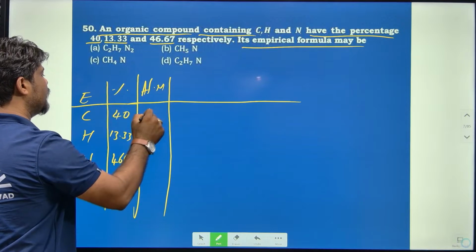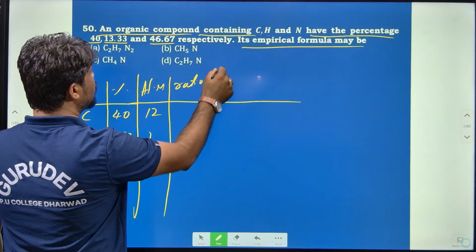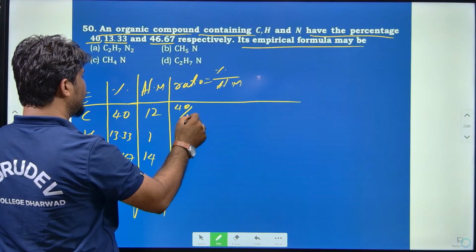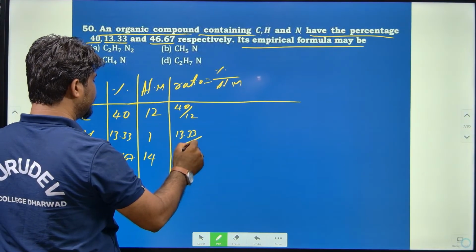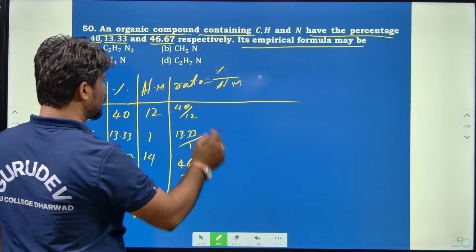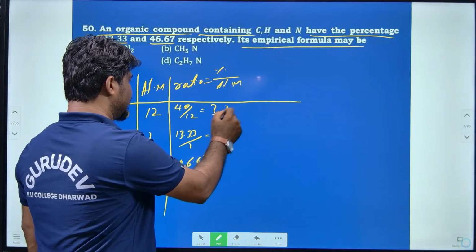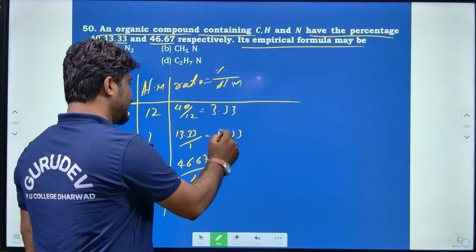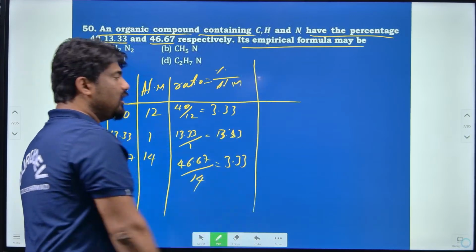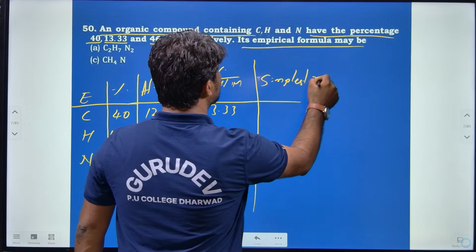The atomic mass of carbon is 12, hydrogen is 1, nitrogen is 14. Now you get the ratio, which is percentage composition divided by atomic mass. So here 40 divided by 12, 13.33 divided by 1, and 46.67 divided by 14. On simplification, we get 3.33, 13.33, and here also 3.33. Now we can go for the simplest ratio.